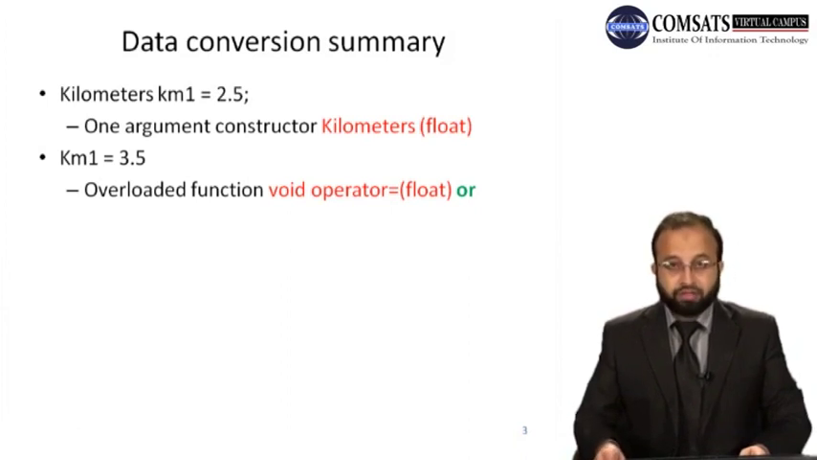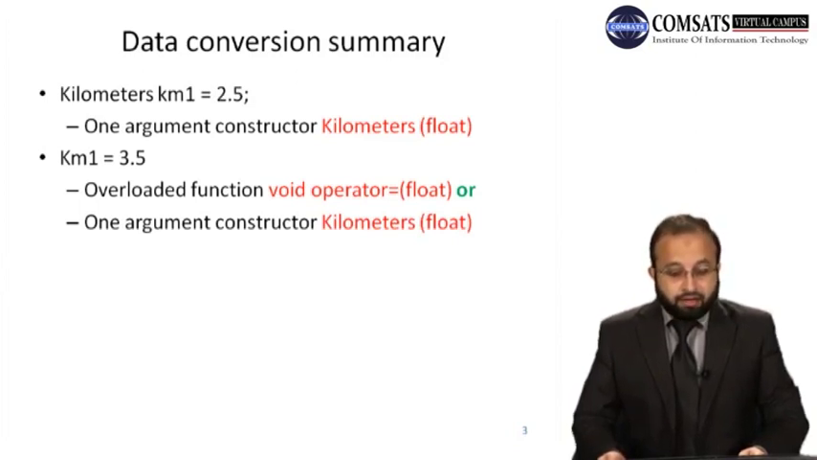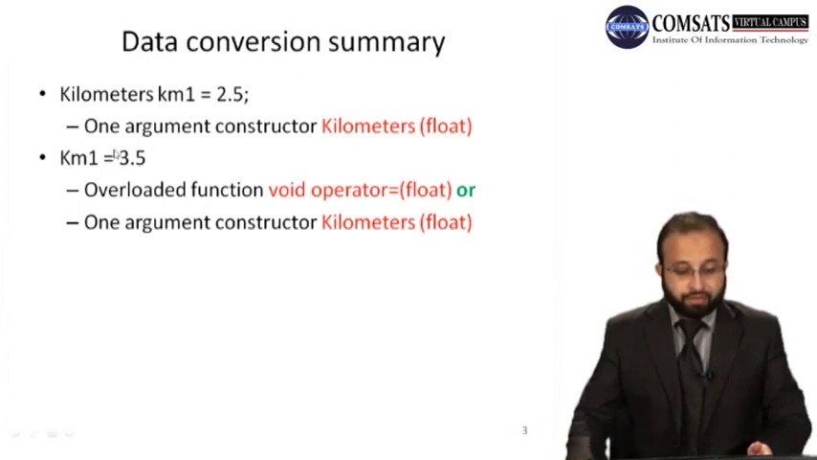Or you can have a one argument constructor in a kilometer class. If you don't provide the overloaded function operator equal in the kilometer class, then the compiler will use the one argument constructor. It will first convert this floating point value into an object. How will it convert? It first implicitly passes this value to the constructor and from there it will get a kilometer object, and then it assigns that object to this kilometer object.